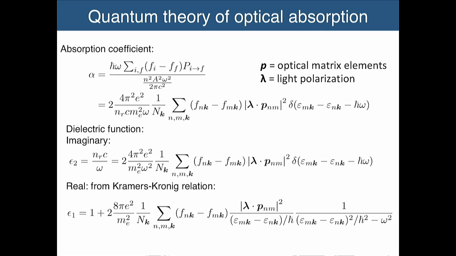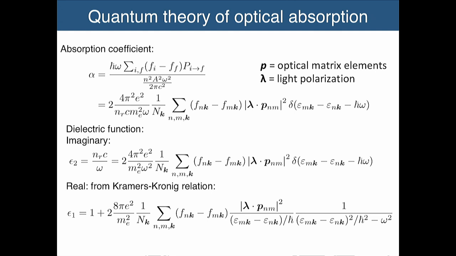And if we translate this to quantum mechanics, here is what we get. We get this prefactor that involves constants and optical parameters of the material, like the refractive index. And then here's the quantum mechanics. We have a sum over initial state band, final state band, and the Brillouin zone index k. The parameters that enter are the Fermi occupation factors. Again, we can only go from an occupied to an empty state. If both are occupied, the Pauli exclusion principle forbids an optical transition. And then you have the optical matrix elements between your initial and your final state.